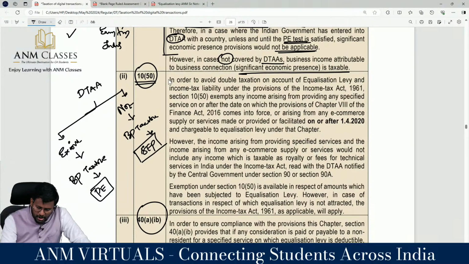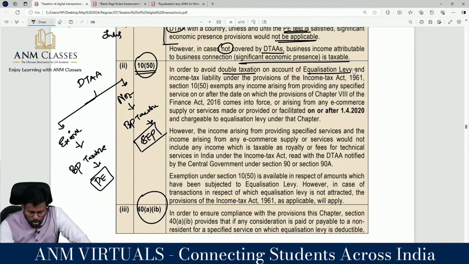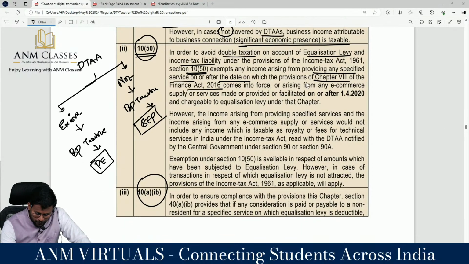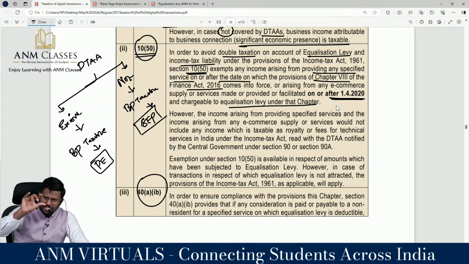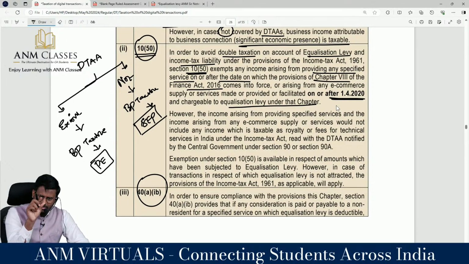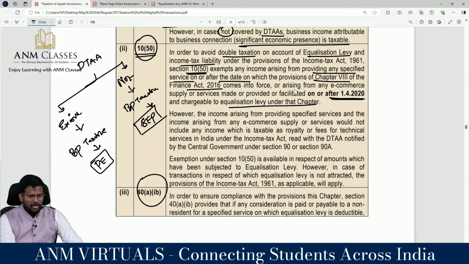Section 10 subsection 50, in order to avoid any taxation on account of any levy and income tax liability under the provisions of the Income Tax Act, exempts any income arising from providing any specified services on or after the date on which the provisions of Chapter 8 of the Finance Act come into force, or arising from any e-commerce supply or services made, provided or facilitated on or after any date and chargeable to equalization levy under that chapter. That means once an income has suffered equalization levy under section 165 or 165A, then that income will be fully exempted in the hands of any resident or non-resident.